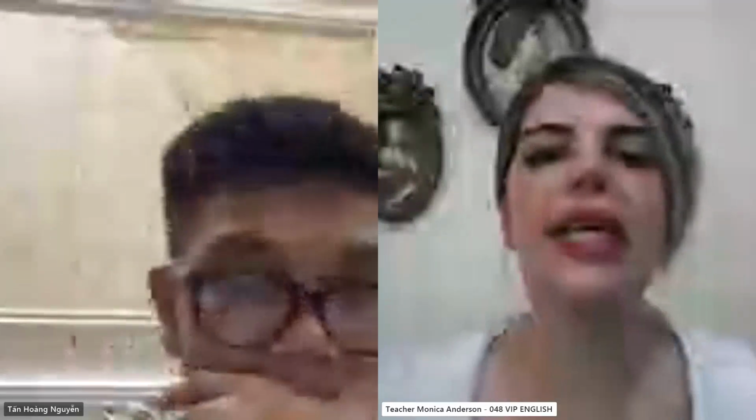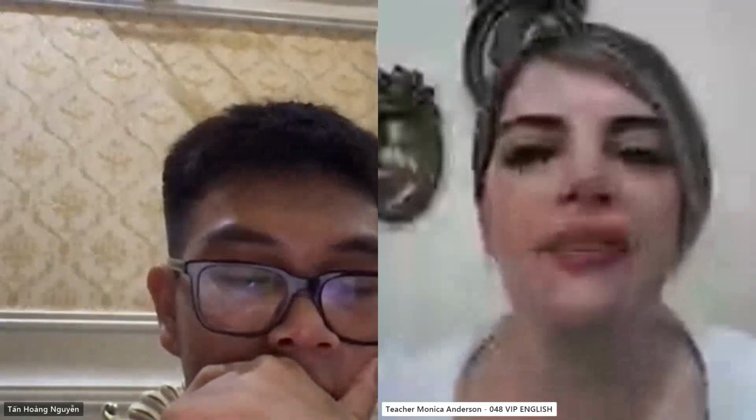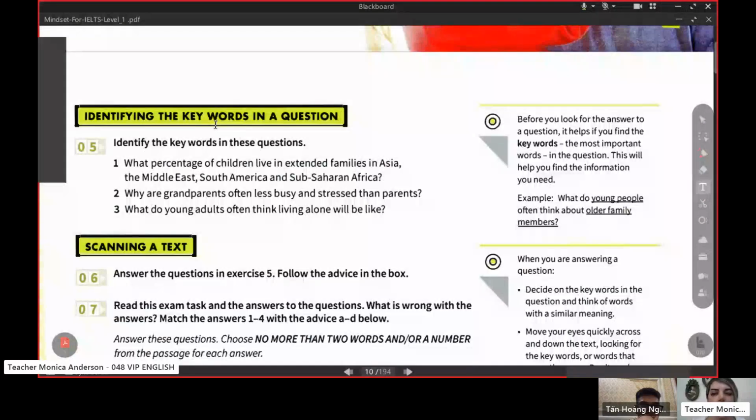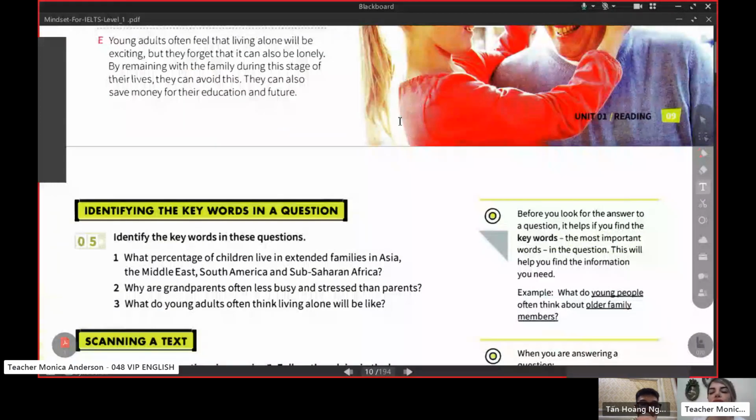Let's get started. Let me make it a little bigger so that you can see it well. Okay, we have, of course, the reading section here. We're going to read a text and answer some questions. First of all, you need to know how to answer the questions related to reading. Actually, you need to learn the method.